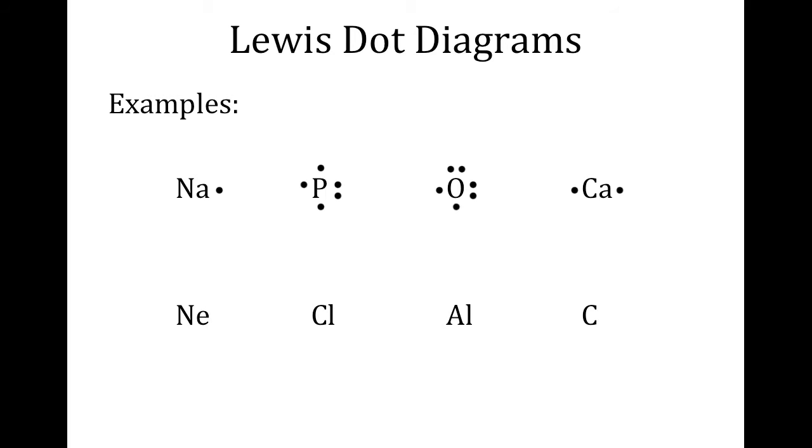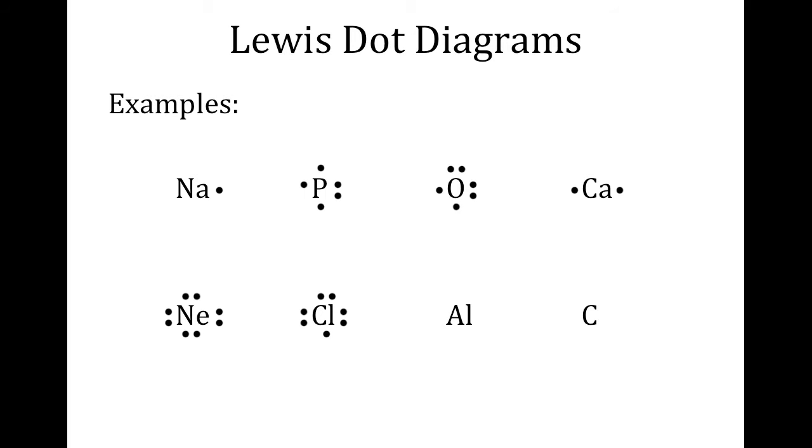Okay, neon, it has a full outer shell. It has 8 electrons because it's in the noble gas. It's in the 8th group. So we do 1, 2, 3, 4, and we still have to do 4 more, so we buddy up every one of those guys. So this will have 2 on every side. This is the maximum you can have on any of the Lewis dot diagrams. Chlorine is in the 7th group. It should have 7. So we'll do 1, 2, 3, 4. Okay, and then we need 3 more. So 1, 2, 3. Okay.